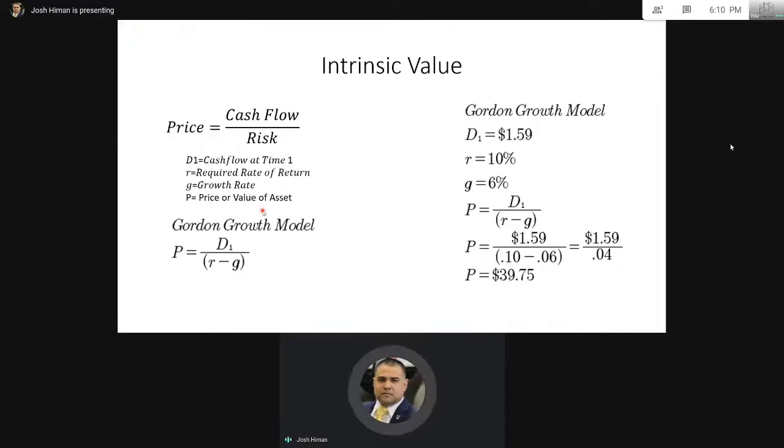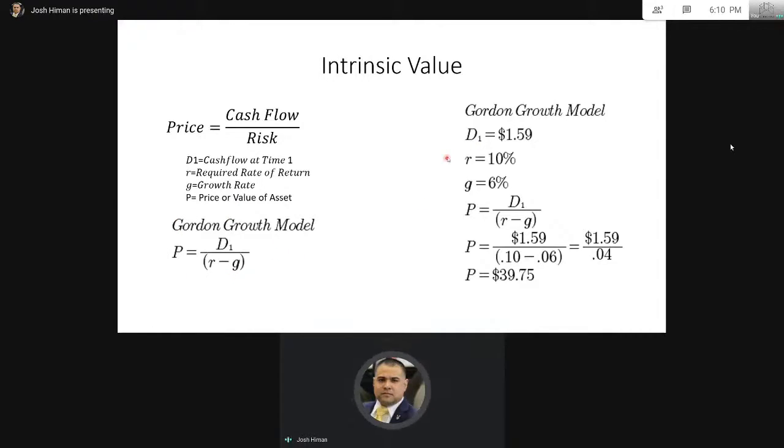What we call this is really the Gordon growth model. So we have the nomenclature here. D1 is cash flow at time one, meaning one cash flow period in the future. R is the required rate of return. G is the growth rate. Does anybody here on the call think that they cannot do this equation? That seems simple enough. Somebody with a middle school education should be able to do this equation. And literally, this is what the whole finance world is based upon. This simple formula right here.